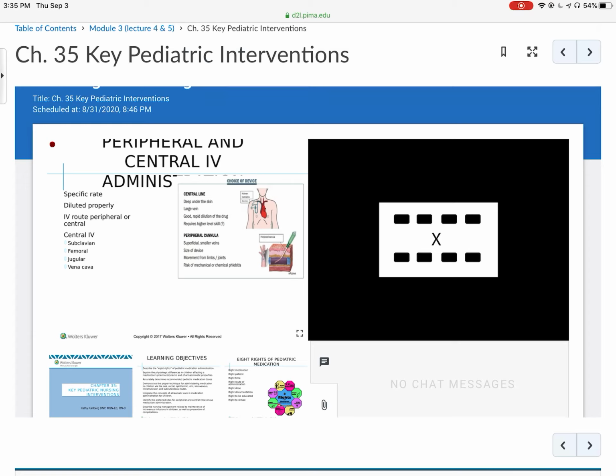So peripheral IVs, we talked a little bit about those, is to make sure that we have the rate that the doctor wants, and that the dilution is correct. We don't typically do many central infusions. If you work in ICU, you may do some central IVs, but we do peripheral IVs. A central line is usually inserted by a physician. It's under the skin, in a large vein, and they usually are reserved for your ICU patients.